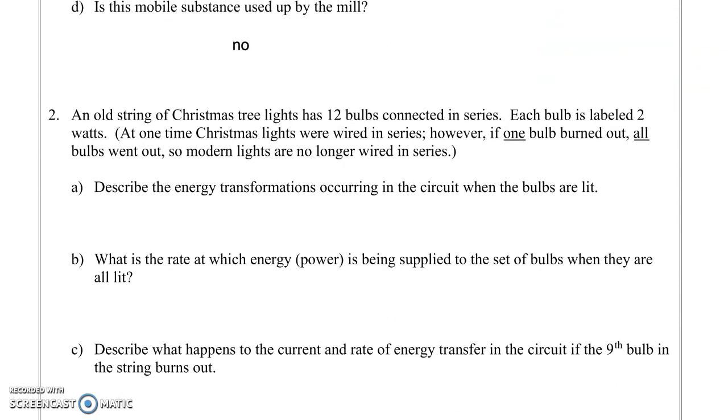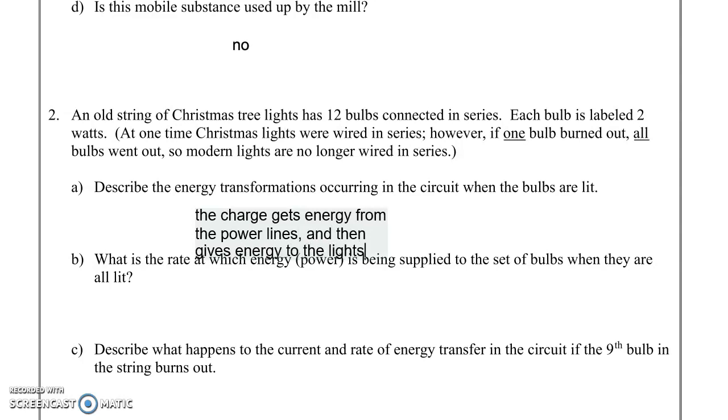Okay, if we have a string of Christmas lights that has 12 bulbs connected in series, and each one is labeled at 2 watts, regardless of what is labeled there, the energy transformation that is happening is the charge gets energy from the power lines, and then it gives that energy to the lights. Okay, and those lights, they would then use that energy to make light and some heat.